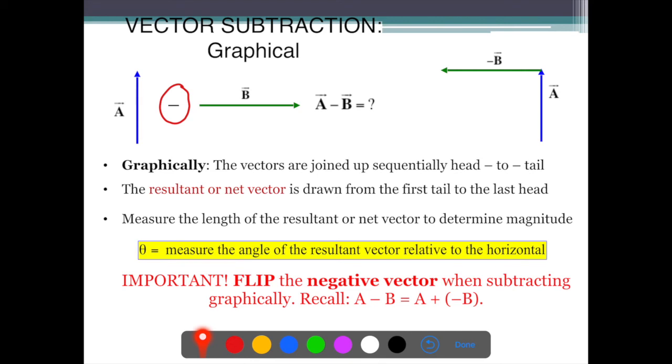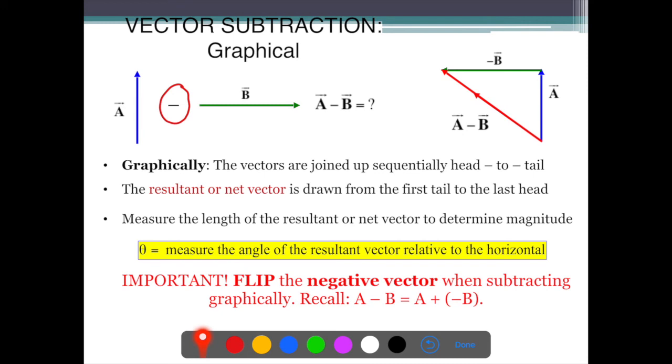But the tail of vector B should still start from the head of vector A, drawing the vectors sequentially. And the resultant or the net vector still goes from the tail of the first vector to the head of the last vector. So this red arrow here will be the resultant vector, or the answer to A minus B.